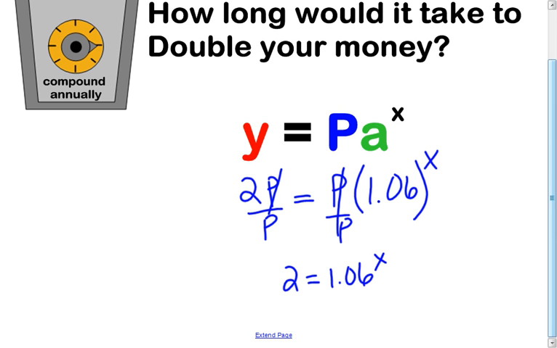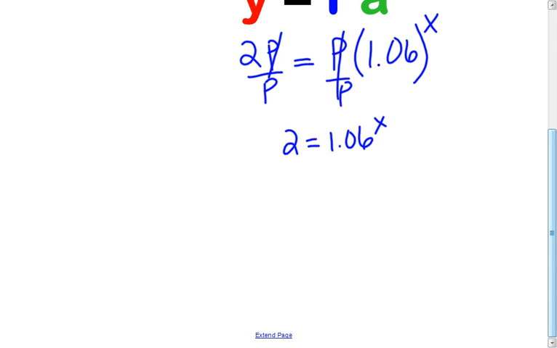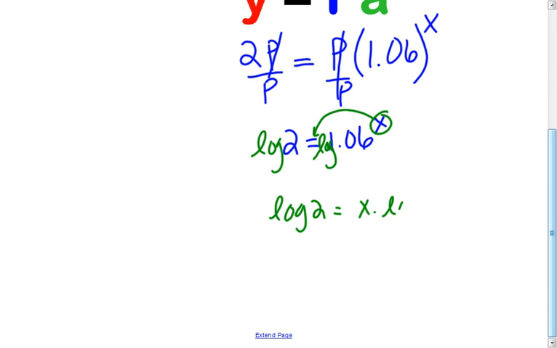Again, I can't get 2 and 1.06 as a common base, so I'm going to need to take the logs of both sides. So I take the log of the left and the log of the right, and of course the x comes out in front. So I will have log 2 equals x times log of 1.06, and then divide by log of 1.06.